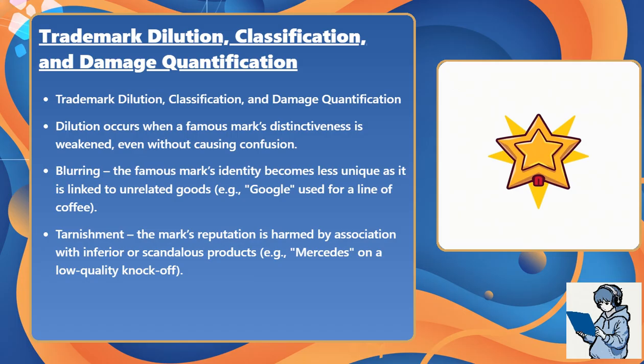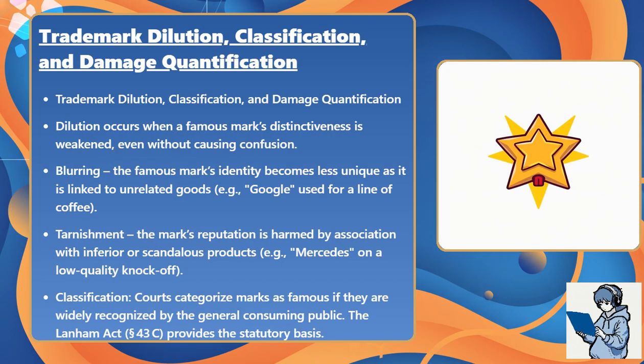Tarnishment means the mark's reputation is harmed by association with inferior or scandalous products, for example, Mercedes on a low-quality knockoff. Classification: courts categorize marks as famous if they are widely recognized by the general consuming public. The Lanham Act Section 43(c) provides the statutory basis.